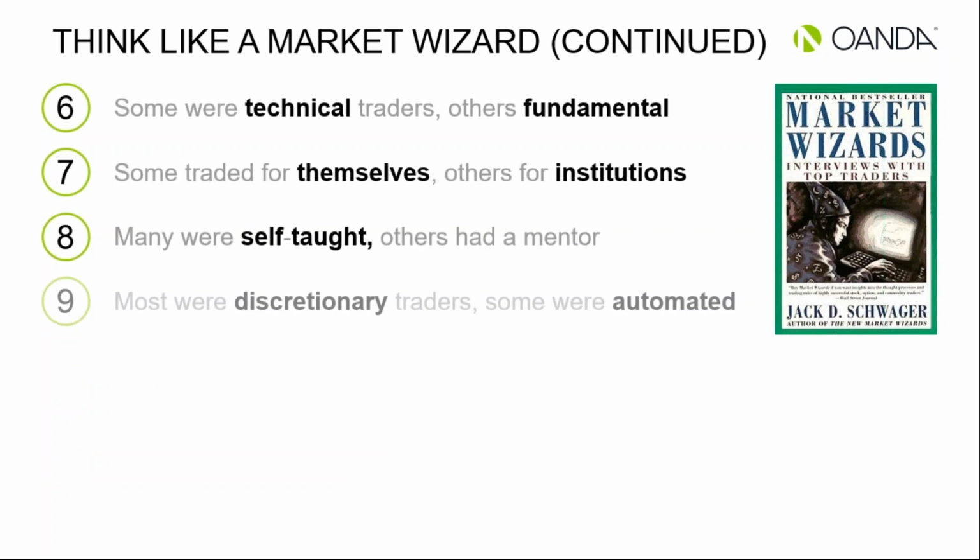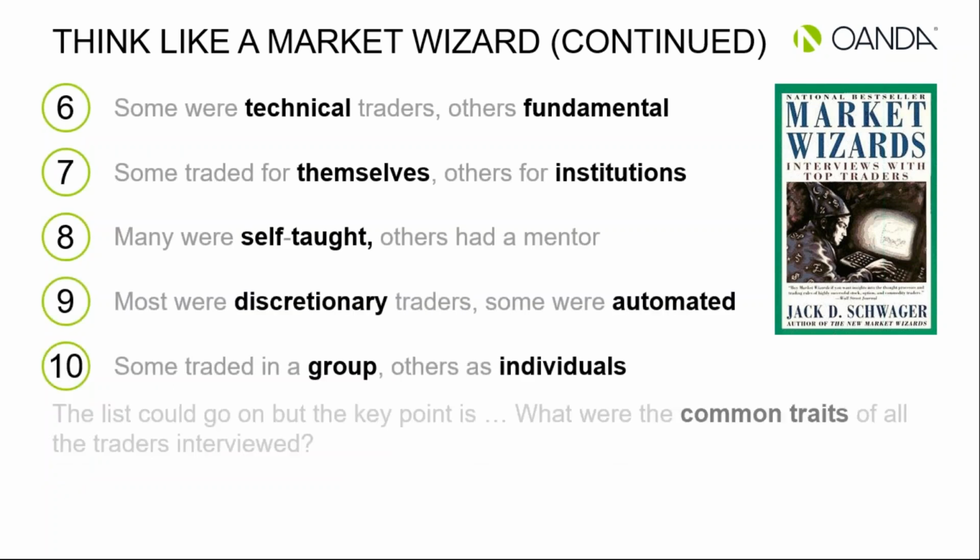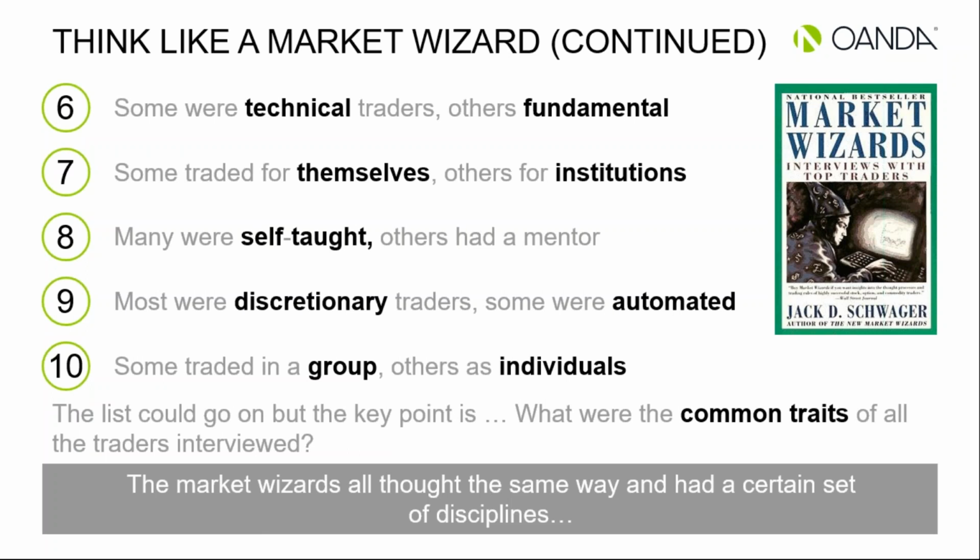If you look at the strategies they were trading, in fact, some of them used technicals and others used fundamental indicators. Some were trading their own private accounts and some were trading for hedge funds and banks. Many of them were self-taught. Others maybe had a mentor that they were shadowing. Most of them were discretionary.